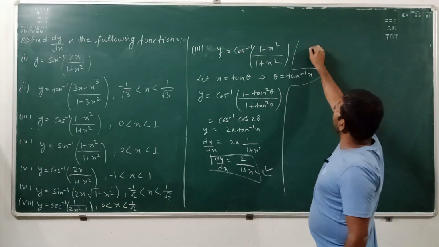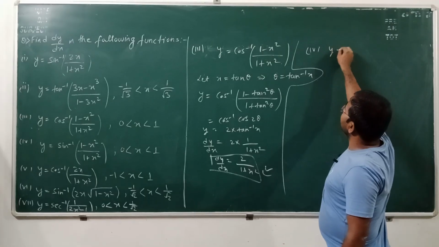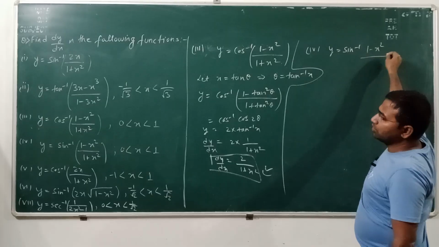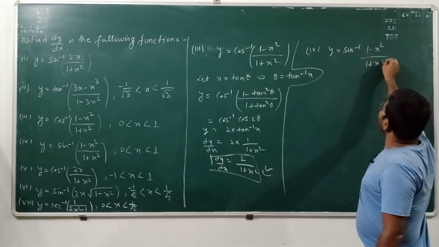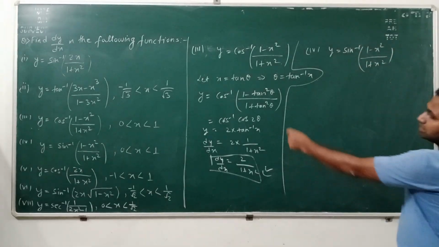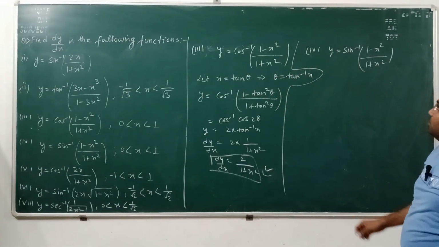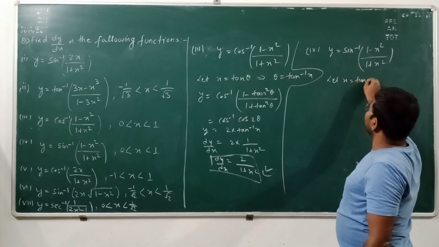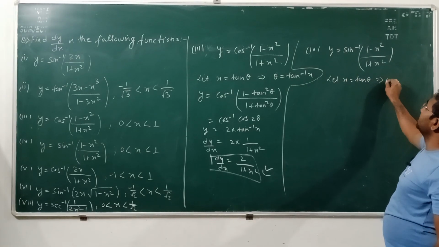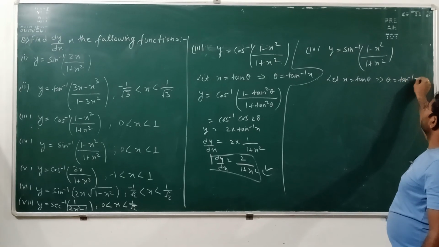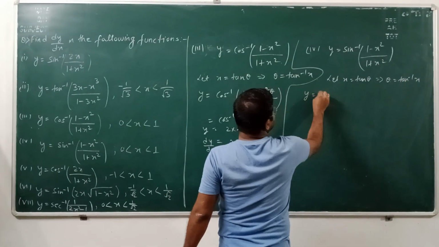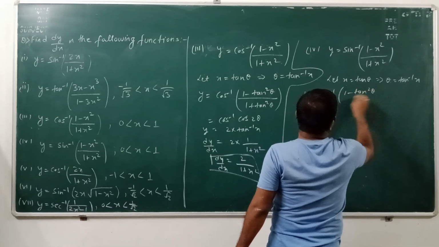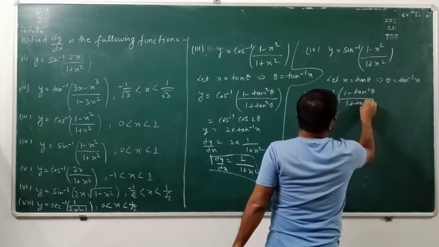Now let us see the fourth one. Fourth one is y is equal to sine inverse of (1 minus x square) upon (1 plus x square). So again you can see here this thing and this thing are same thing. So what we will write here? Let x is equal to tan theta, implies that theta is equal to tan inverse x. Then y will be what? Sine inverse of (1 minus tan square theta) upon (1 plus tan square theta).